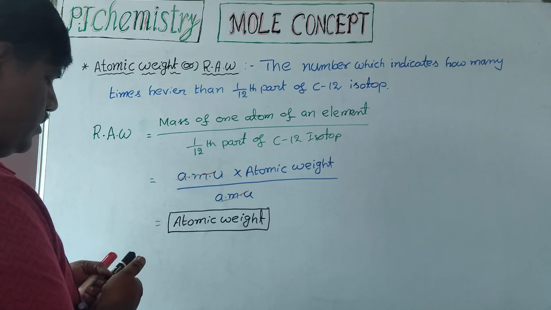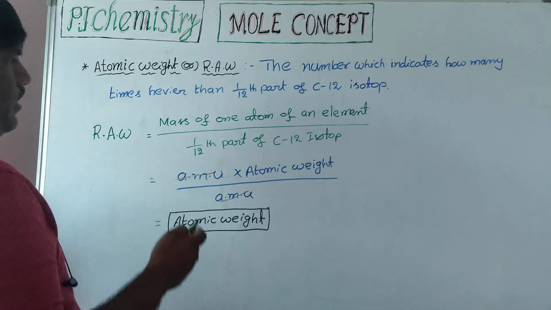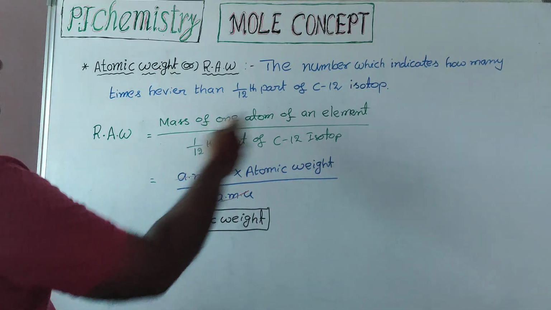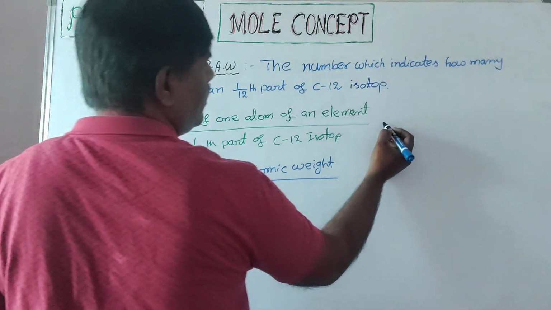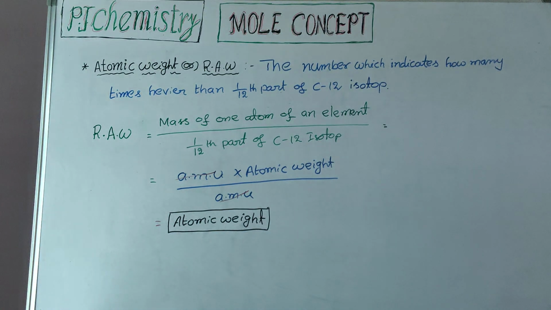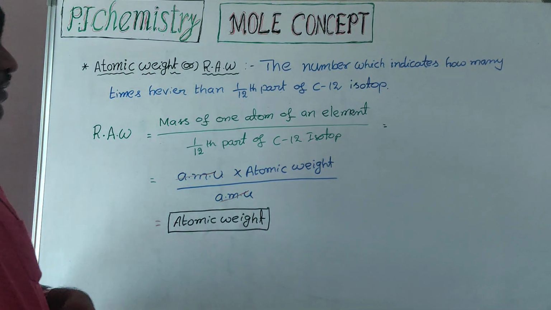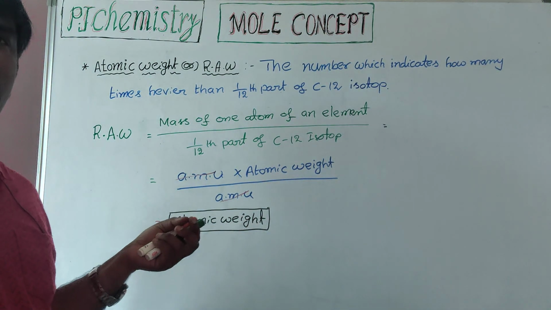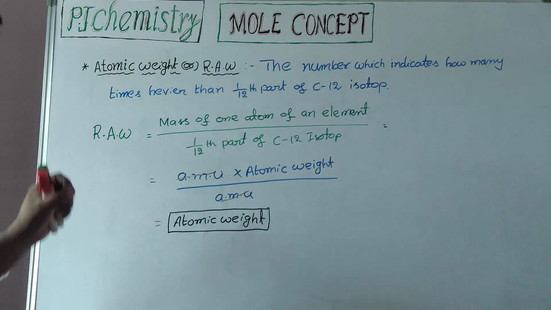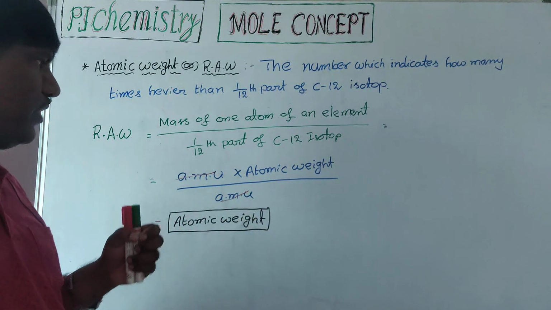Okay, so mass is substituted in this: mass of one atom of an element. Which mass? Oxygen's. We are going to calculate for oxygen. The relative atomic weight of oxygen I want.